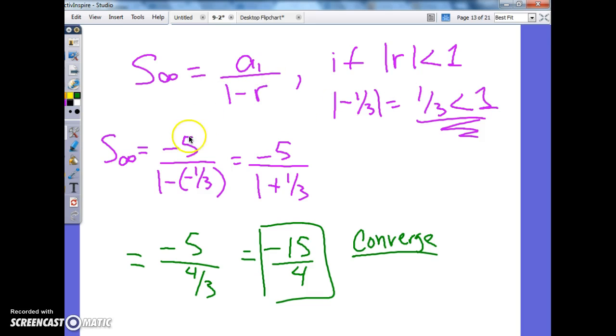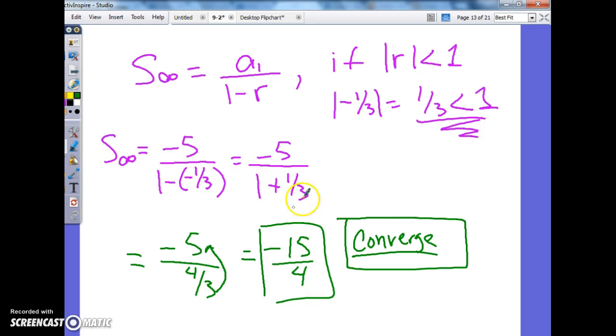So here I've got my first term, negative 5, divided by 1 minus r. Very simple. 1 minus negative 1/3. So I've got negative 5 over 1 plus 1/3. 3 times 1 is 3 plus 1 is 4. So 1 1/3 is 4/3. So I've got negative 5 divided by 4/3. This 3 will come up top, and I've got negative 15 over 4. This is said to converge because why?